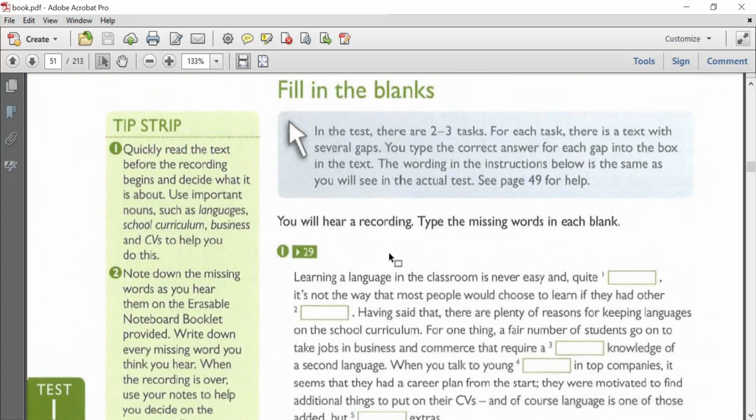នីមួយៗ បាទ ឥឡូវយើងមើលគឺឃើញថានេះគឺ tip script ទី 1: Quickly read the text before the recording begins and decide what it is about, and use the important nouns such as languages, school curriculum, business, CVs to help you to do this.